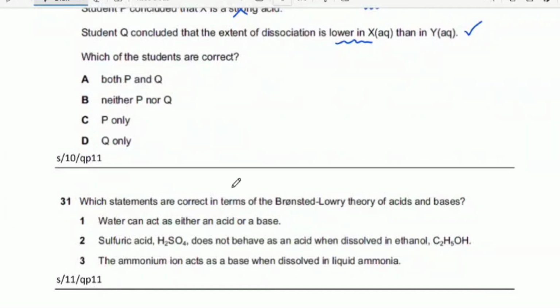Which statement about the theory of acids and bases is correct? Water can act as an acid or a base. Is that correct? No. Yes. Here's water. Water could lose an H+1, right?